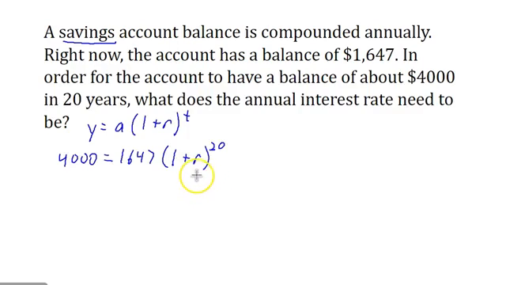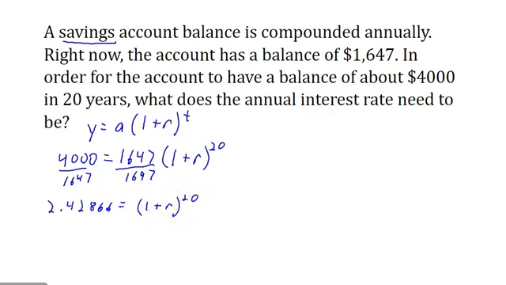All right, so this time the variable is not in the exponents, but let's go ahead and get this exponential term by itself. We'll divide both sides by 1,647. All right, we have 1 plus r to the 20th power by itself on the right side. So let's go ahead and undo that 20th power by taking the 20th root of both sides. So those exponents and roots are inverses.